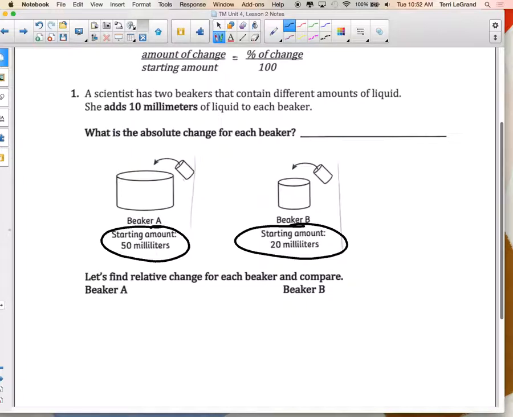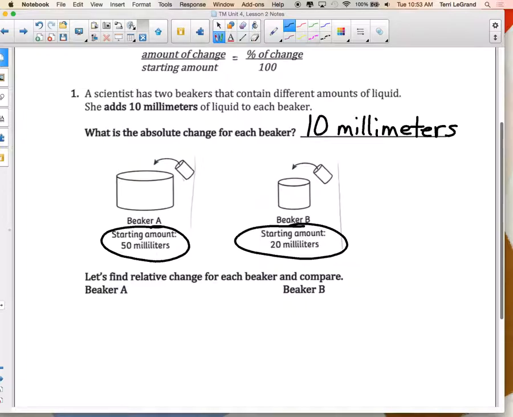Now, we just talked about the definition for absolute change, and the first question is, what is the absolute change for each beaker? Anybody think they know? Okay, so the absolute change is what number? What did she add? 10 millimeters. So the absolute change is what it's going to change by. She's going to add 10 millimeters to each beaker, so that is the absolute change for each beaker. 10 millimeters more is going into them.